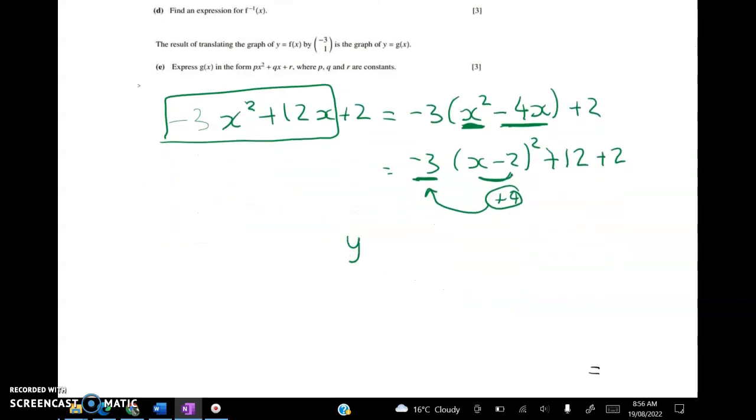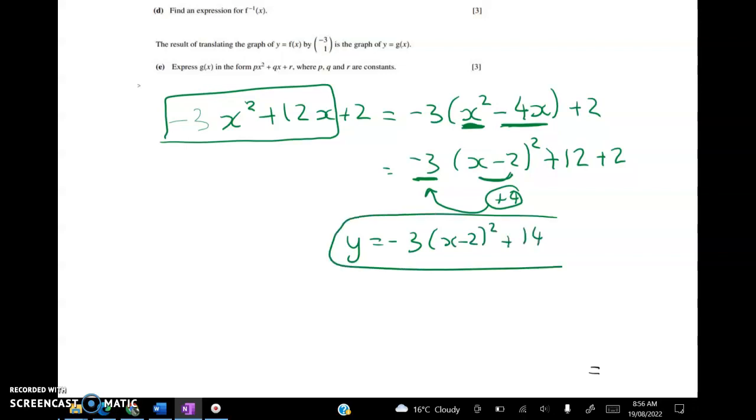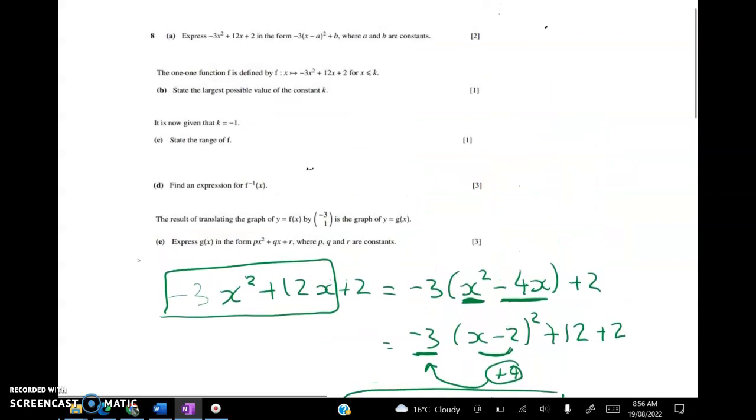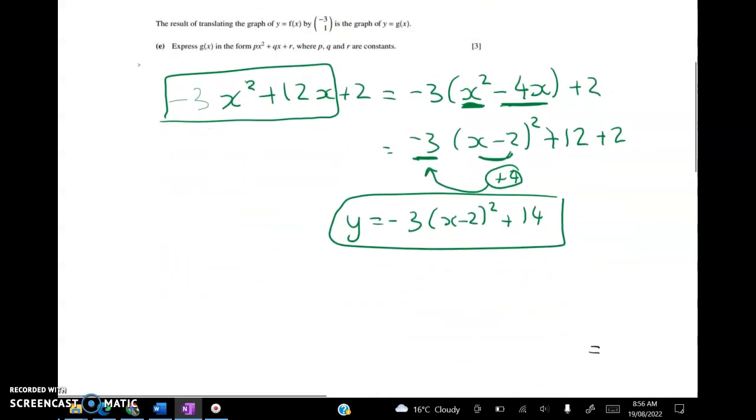So we've got down to y is equal to -3 times x minus 2 squared plus 14. And that's now written into vertex form. Looking at the question, we've got our a and our b. We might as well say what they are. So a is equal to 2 and b is equal to 14. That means that I can draw that graph very easily.